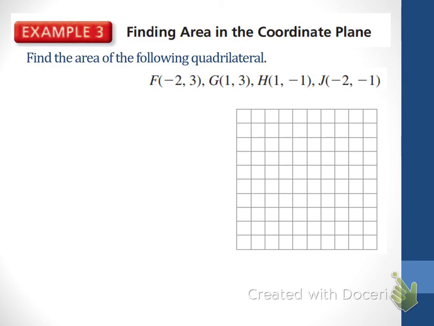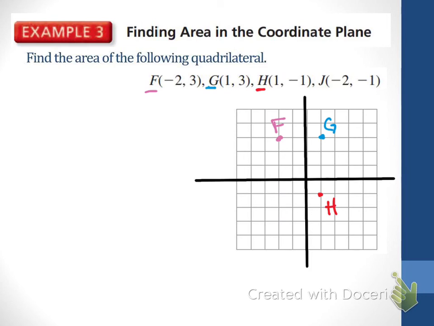All right. Find the area of the following quadrilateral. So we have F is negative 2, 3. So the left's 2, up 3. G is 1, 3. So to the right 1, up 3. H is 1, negative 1. And J is negative 2, negative 1.